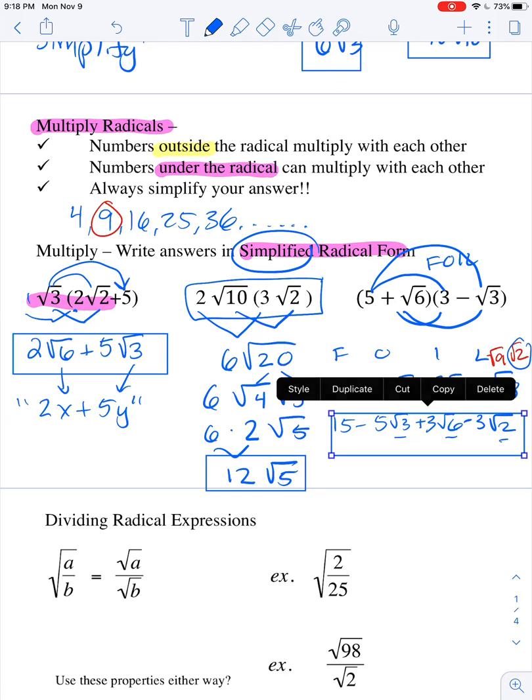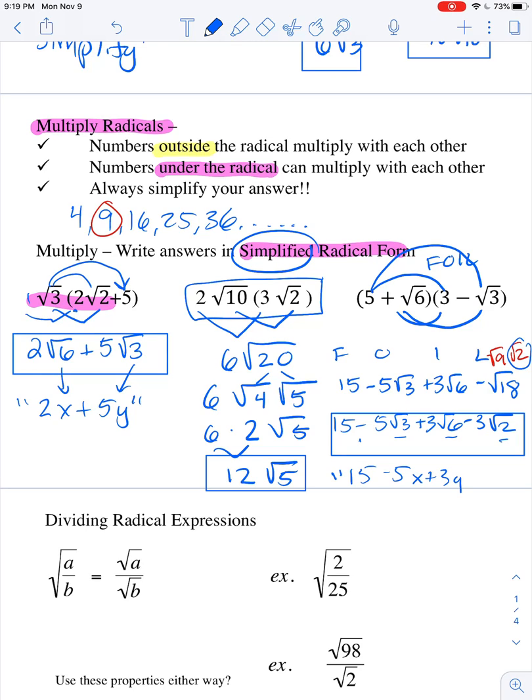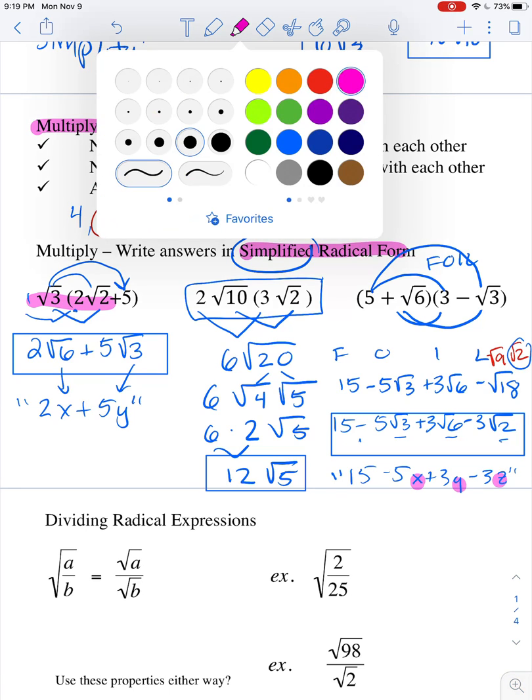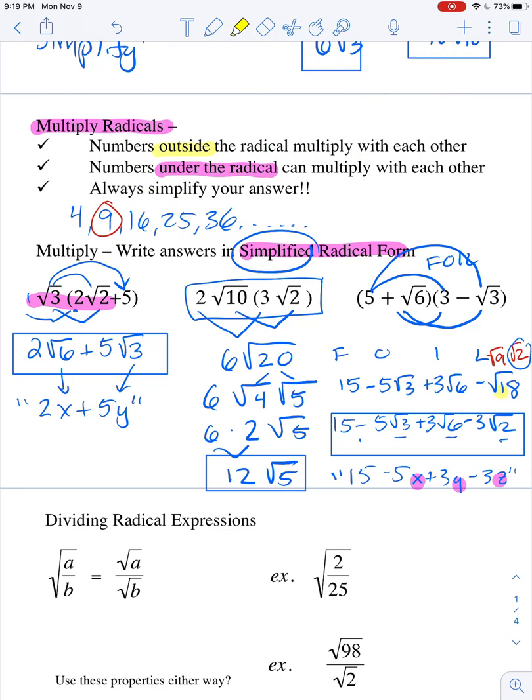So if you were thinking of it like variables again, it would be similar to having 15 minus 5x plus 3y minus 3z. Since I have all 3 different variables here, here, and here, that's the same as in this problem having 3 different radical values. So I can't put them together, and that's my simplified answer.